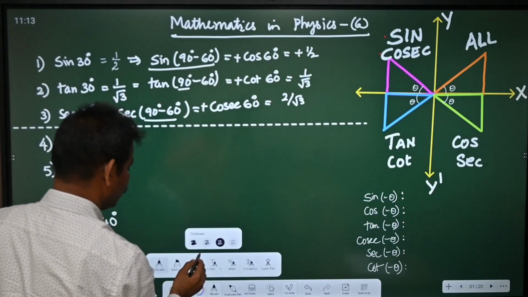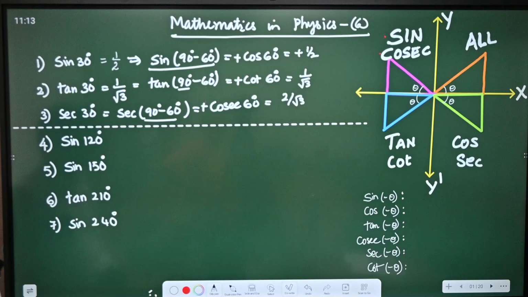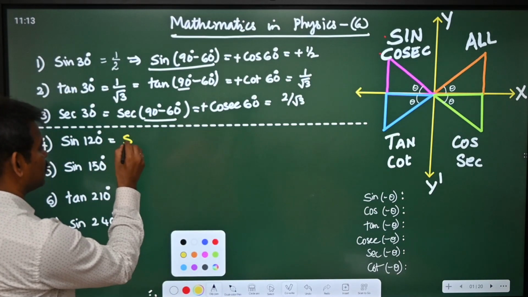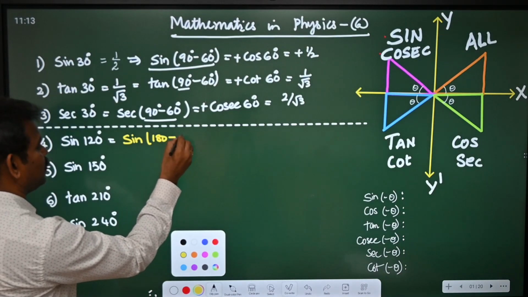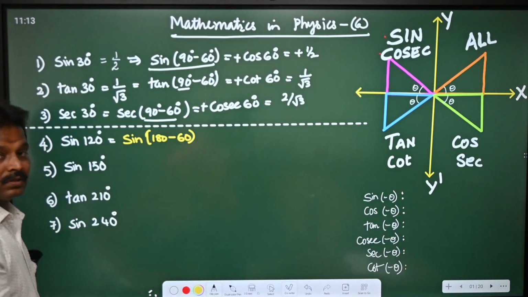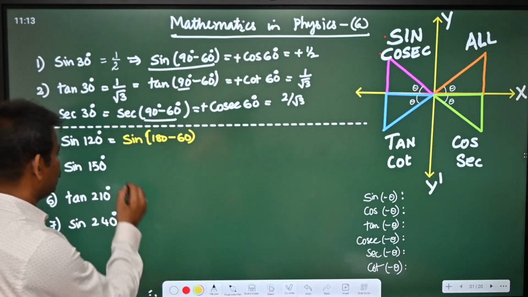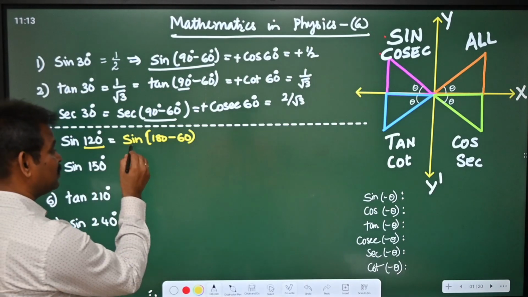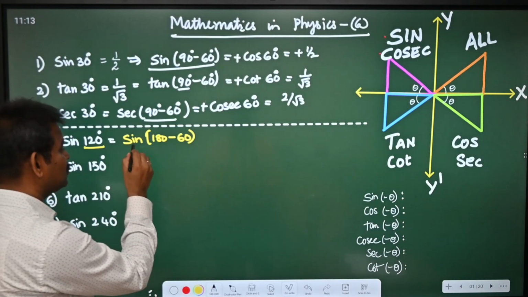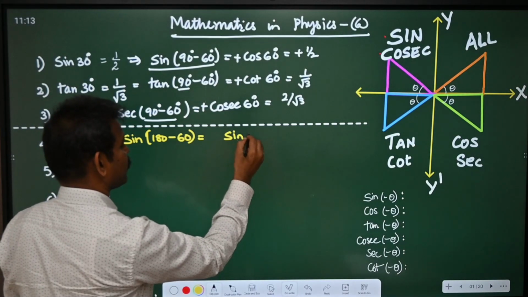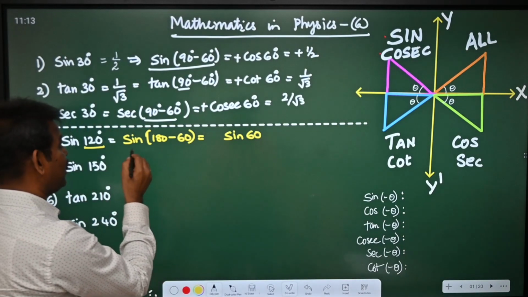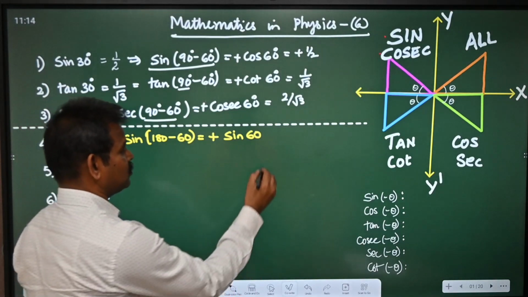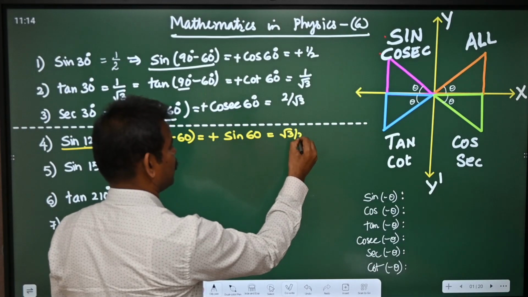But the thing is, when we are solving the remaining problems, sin 120 can be written as sin(180 minus 60) degrees. Here I want sin 120, that is 180 minus 60, which is 120 only. But this is not a multiple of 90, so sine remains as sine only. Sine(180 minus theta) is sine theta, and this is in the second quadrant. In the second quadrant, sine is positive, so this is sine 60, that is root 3 by 2.